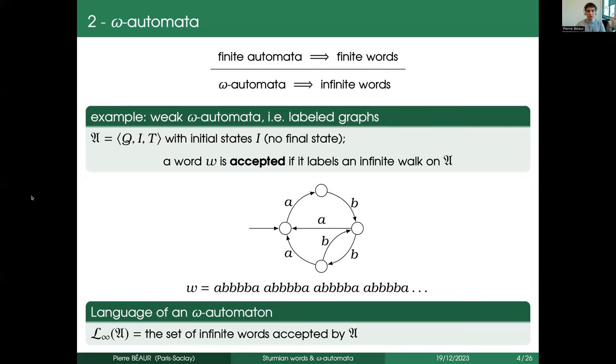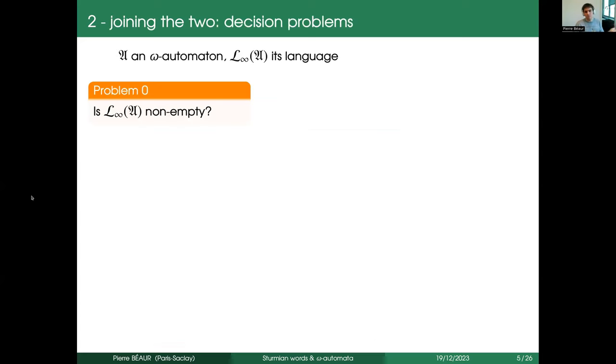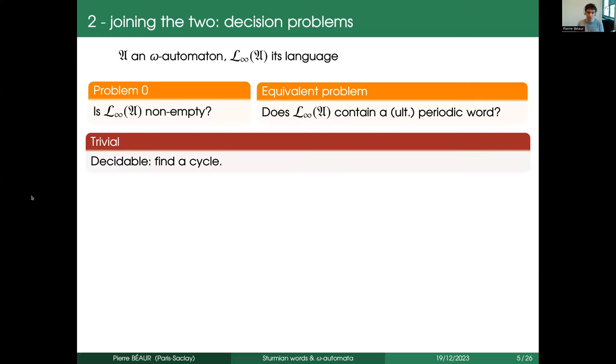Now that I have the two main notions of my title, I will ask what is the clash between the two. So when you have an omega automaton, the first question, which is a bit the equivalent of the domino problem, but for omega automata, is: given an omega automaton, is its language empty or not? And in fact, this question is quite easy to solve because you just have to find a cycle in your omega automaton. If you find a cycle, the language is not empty. If you don't find any cycle, you can't accept any infinite word. So it means that a language is non-empty if and only if it contains an ultimately periodic word.